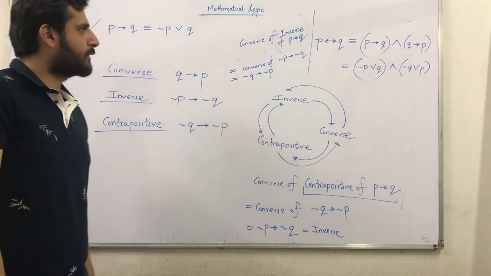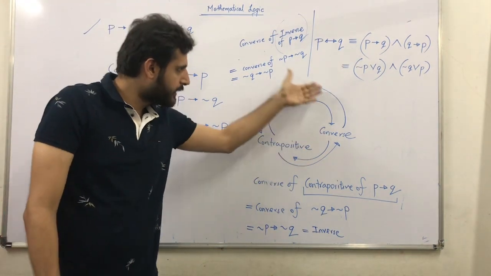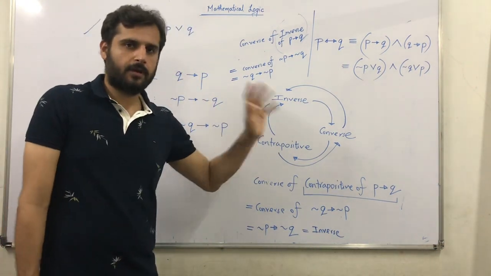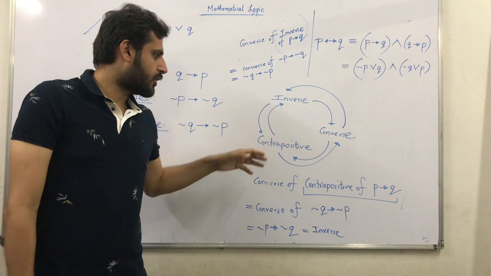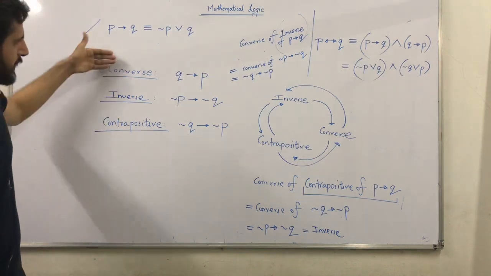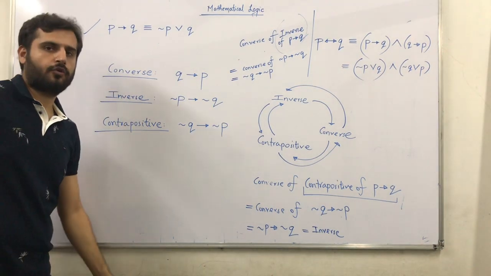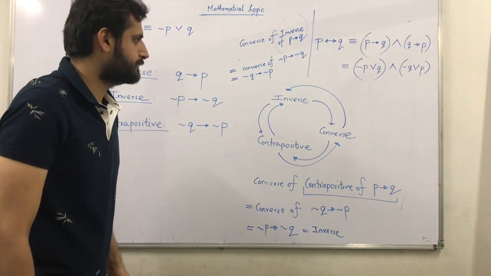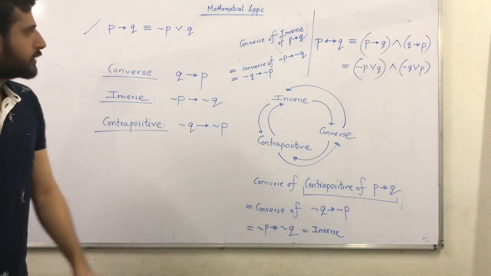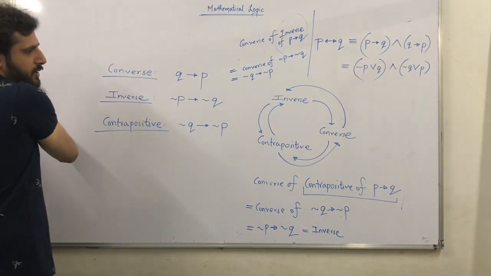So you can do it both ways, in the clockwise direction or in the anti-clockwise direction. In both ways, it means the same. You can take the converse of inverse, you get contrapositive. You can take the contrapositive of inverse, you get converse. These are the definitions of converse, inverse, and the last one is for contrapositive.